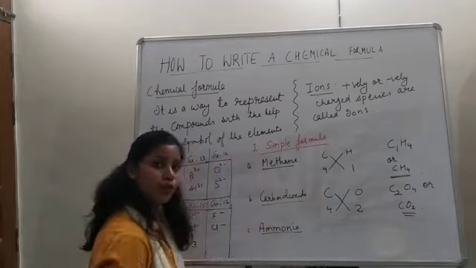What are ionic compounds? Ionic compounds are the compounds which are formed by the combination of metals and non-metals. The easiest example we'll start with is sodium chloride.